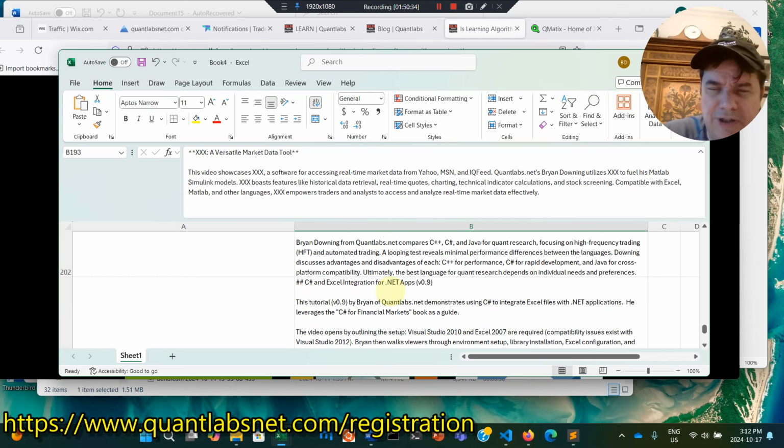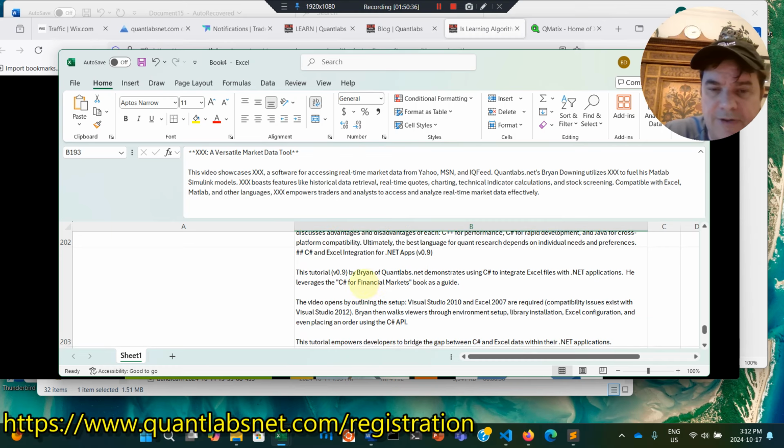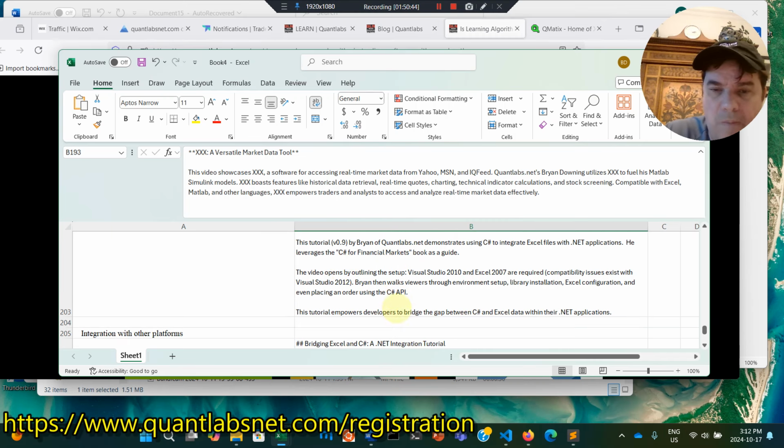Ultimately, the best language for quant research depends on individual needs and preferences as well. So let's say you have C Sharp and Excel integration, a tutorial here demonstrating a .NET app leveraging C Sharp for financial markets as a guide. Now take a look at the date: the versions here are Visual Studio 2010 and Excel 2007. That's how old these are. The required capability exists with Visual Studio 2012, so you will have that. I can't say what works and what doesn't in the current version of Visual Studio.